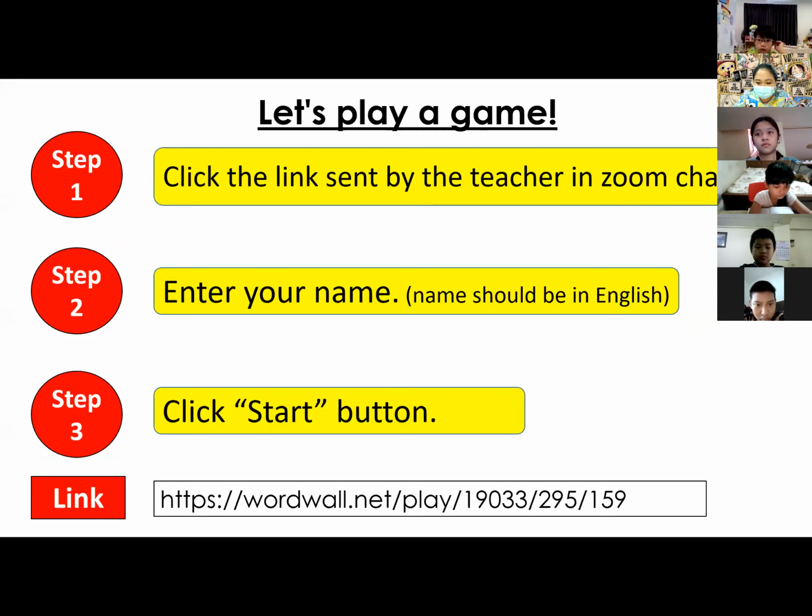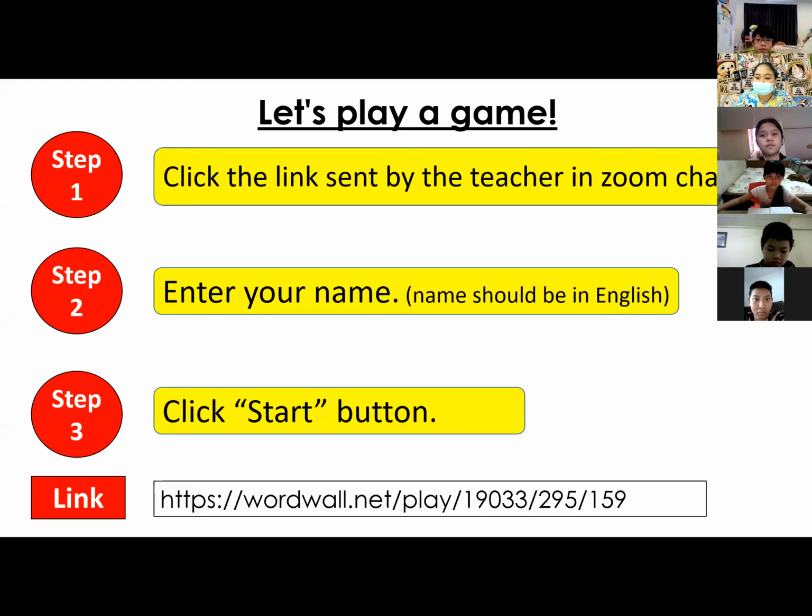I already sent the link in our Zoom chat. Now this is what you're going to do. Look for the correct spelling of your vocabulary words. There are some words there that are in wrong spelling. So you have to hit or touch the words that are in correct spelling.